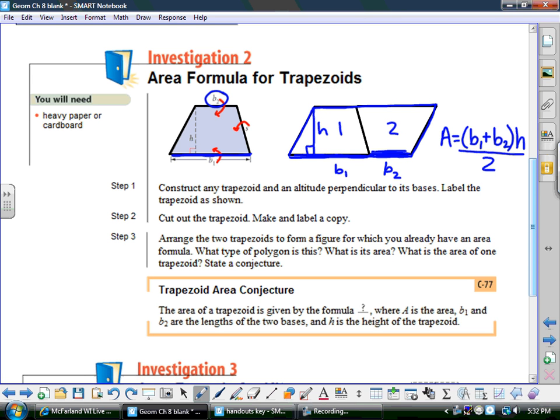The area of a trapezoid is given by the formula area equals base 1 plus base 2 times height divided by 2, where A is the area, b1 and b2 are the lengths of the 2 bases, and h is the height of the trapezoid. Make sure when you write it down, you draw a picture and explain how we got that formula. The formula is related to the area of a parallelogram, but the base of that parallelogram isn't just b, it's made up of base 1 plus base 2.